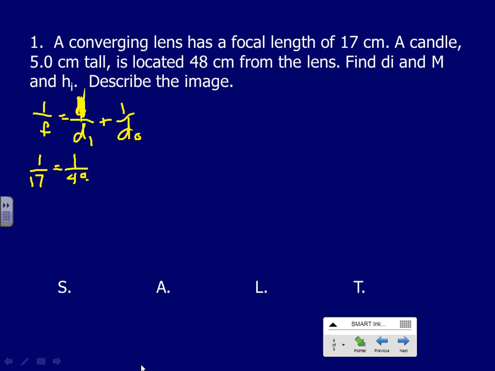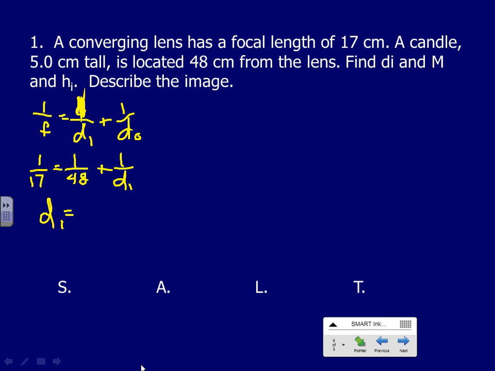48 centimeters plus 1 over di. Now I'm hoping our ability with our inverse key allows us to almost jump right to the end. What's the inverse key? What does the inverse key look like? X to the negative 1. What else could it be? 1 over x.